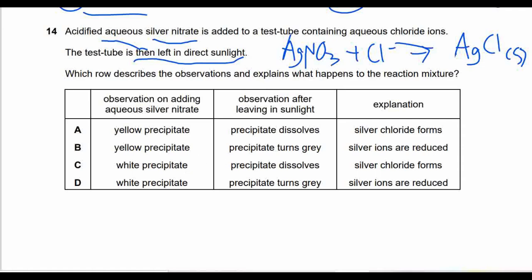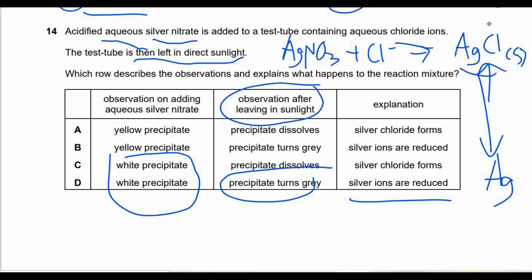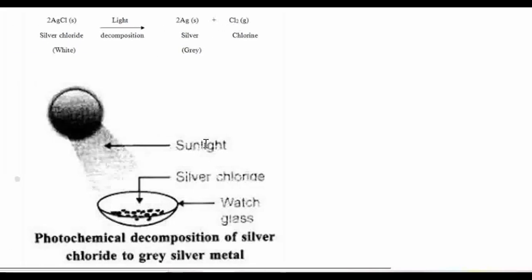So what will happen? First there will be a precipitate, which is white. Silver chloride is white, and then after being left in sunlight there will be decomposition of silver chloride, and it will turn gray, as silver ions are reduced into silver. So the answer for 14 is D. Let's see the explanation in here. So you see there is a reaction in here.